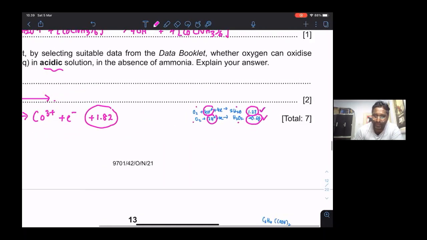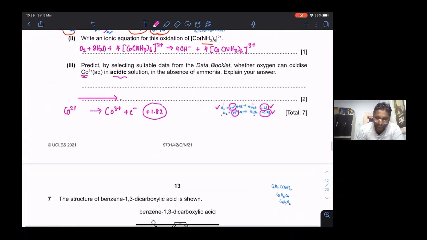Yeah, so you can use any of these, but when I check the marking key, they have used the first equation, so I will use the first equation also. You see O2 plus 4H+ plus 4 electrons gives you 2H2O, which is 1.23.